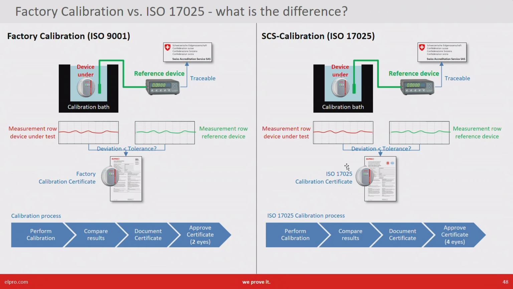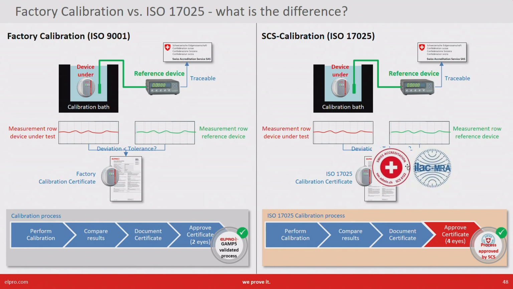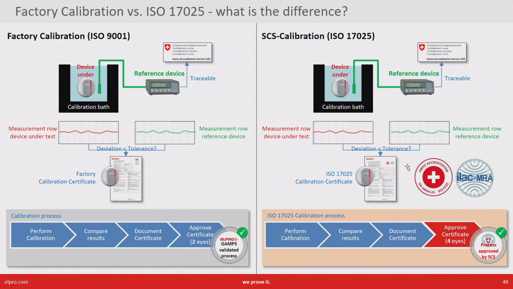Now, how is the SAS or ISO 17025 different from that? And you see already from the picture, it's in fact almost the same. So what's the difference? The difference really is two points. First of all, the approval is not only a 2-eyes principle, but a 4-eyes principle. That's the first difference. The second difference is that the calibration process on the left side is only validated, and the process on the right side is also approved by the authorities. Plus, of course, on those certificates, you will find the logo of the national body plus the ILAC logo. So that's pretty much it.